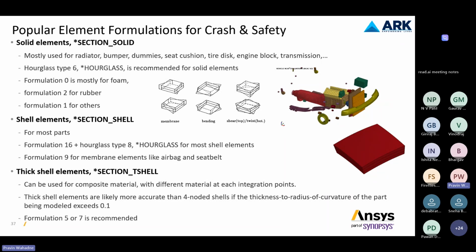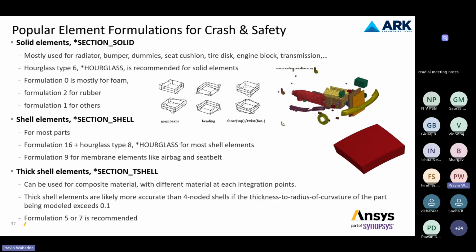Formulation 9 is used for membrane elements, which is mainly used for airbags and seat belts. So these formulations are very important for generic models. Like when we create any model, we can use formulation 2 also. It is an under integrated element, but element formulation 16 is fast and it avoids the hourglass effect. So element formulation 16 is recommended in most of the cases.